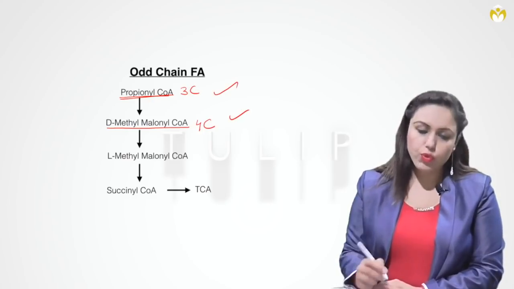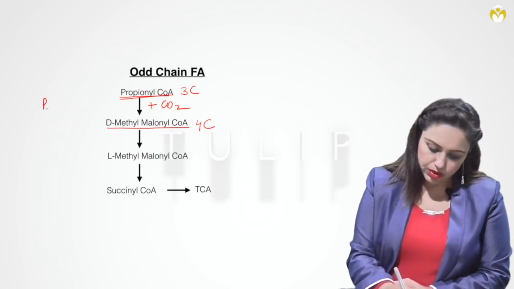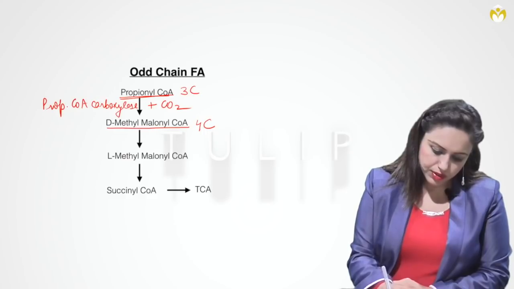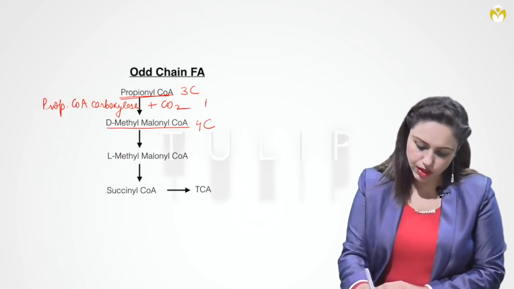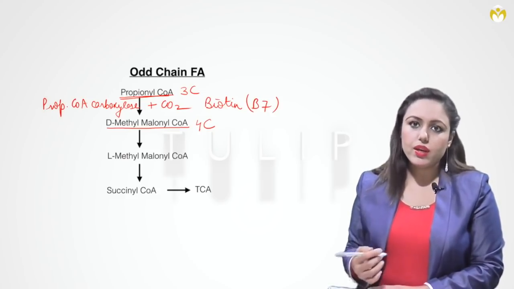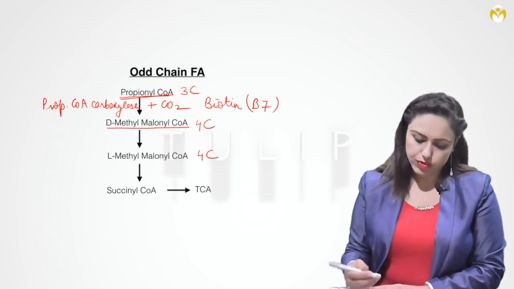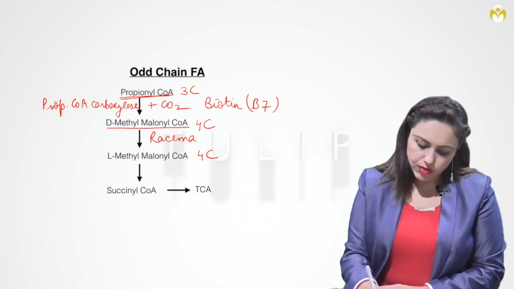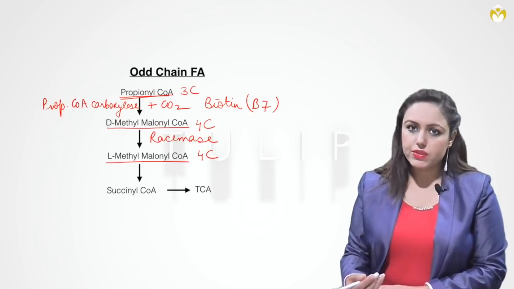So now from 3 to 4 carbon, obviously we have to add carbon dioxide. So the name of the enzyme will be propionyl-CoA carboxylase. Any carboxylase uses biotin, that is vitamin B7. So this step also uses vitamin B7 or biotin. Next, D-methylmalonyl-CoA gets converted to L-methylmalonyl-CoA. So that is also a 4-carbon compound, an isomer of this. So the enzyme is racemase here. Capital D to capital L interconversion is always by racemase.